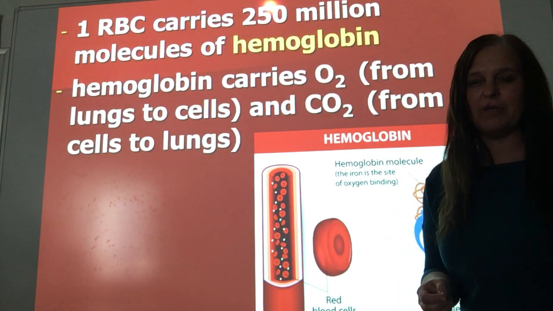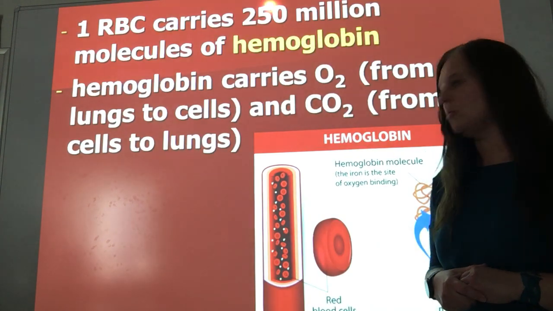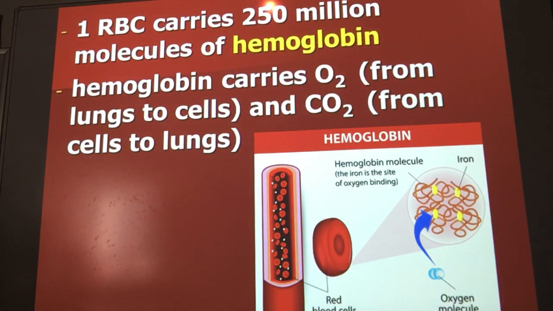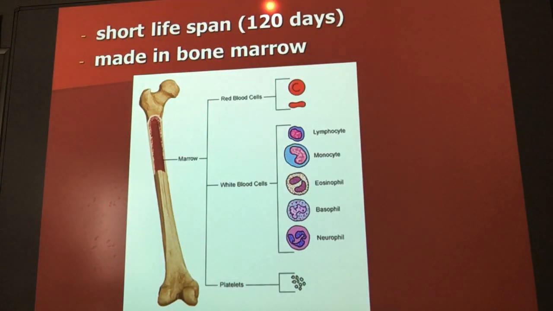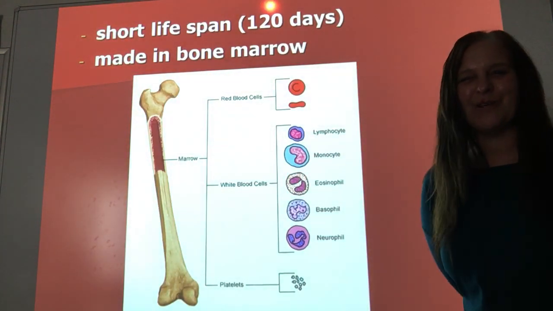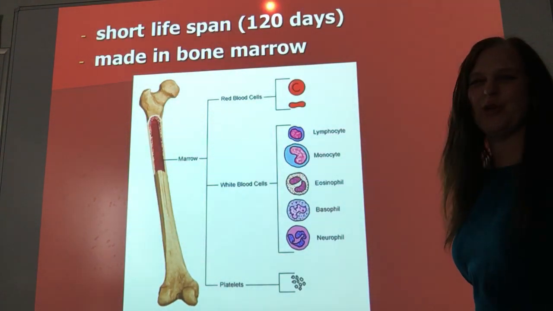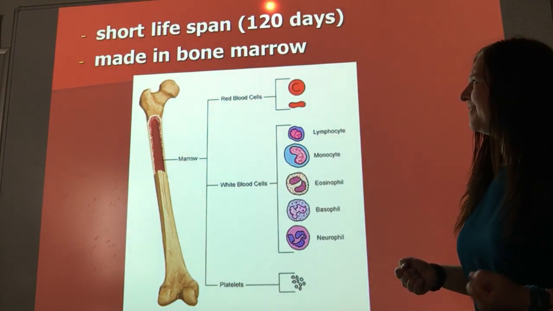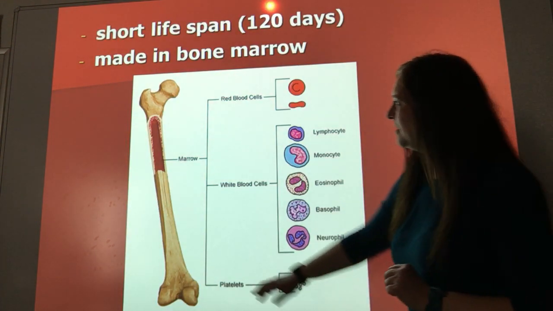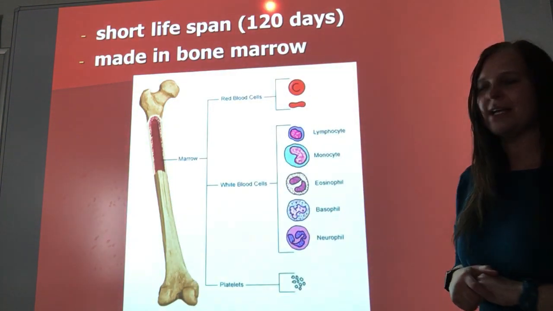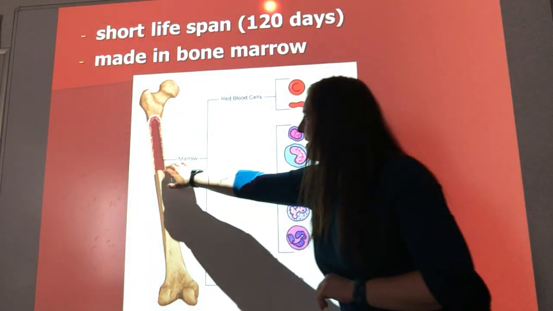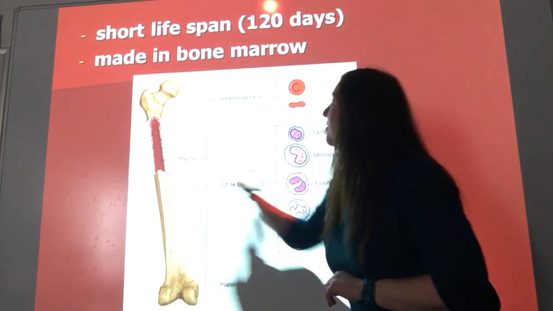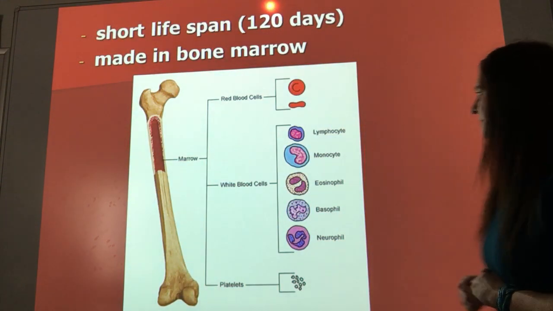And when you do your assignment today, it talks about hemoglobin in a little more detail, and there's a picture of that. And they have a short lifespan, only 120 days, so your body's constantly making new red blood cells. There's so much going on in our body that we're unaware of. And they are made in the bone marrow. So you're going to see this diagram a lot because we're going to learn about the cells and where they're made. So this is the marrow, the inside part of the bone. So the bone marrow, that's where the red blood cells are produced.